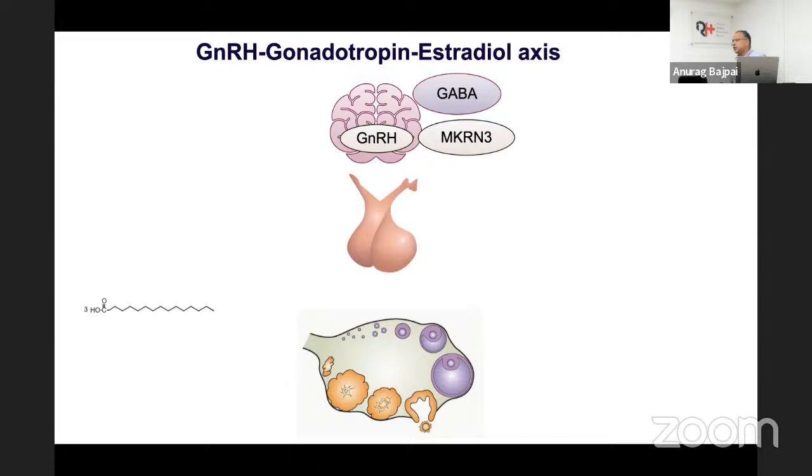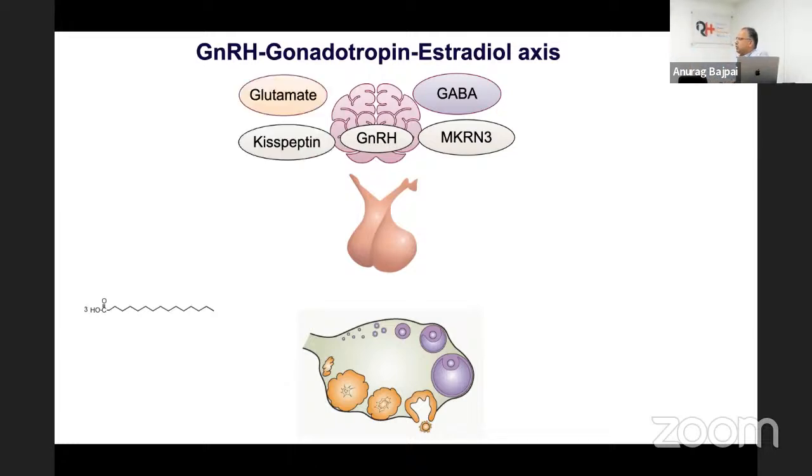GnRH is the central part as far as the regulation of puberty is concerned. It is produced by the hypothalamus in a pulsatile fashion. It is controlled by both negative as well as positive pathways. We have GABA and MKRN3, which suppress puberty. What you need to remember is that puberty is actively suppressed, and removal of the suppression is the most common trigger of precocious puberty.